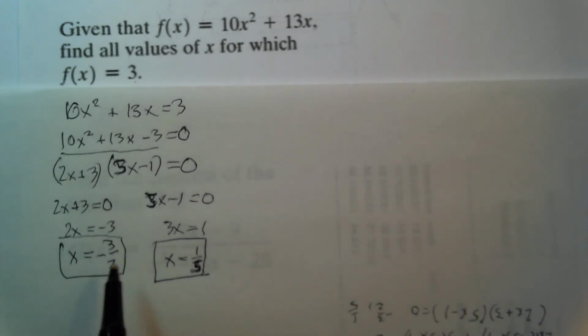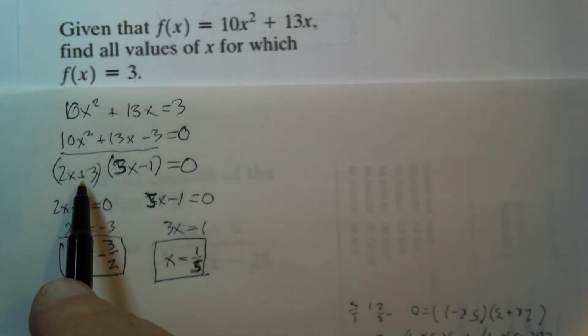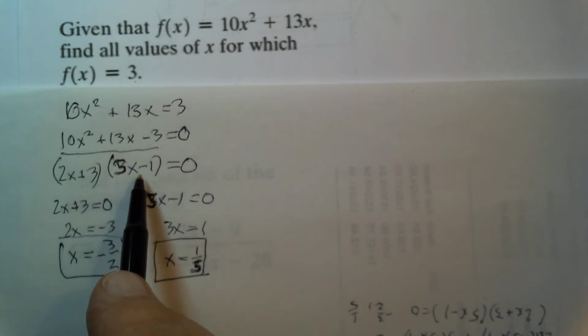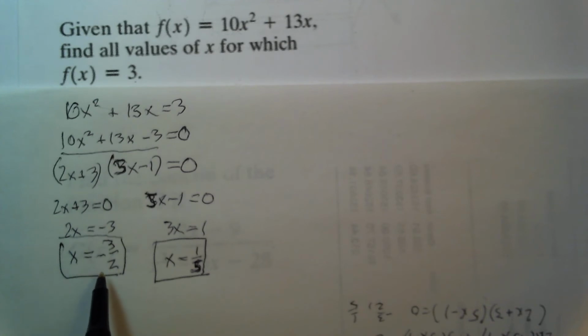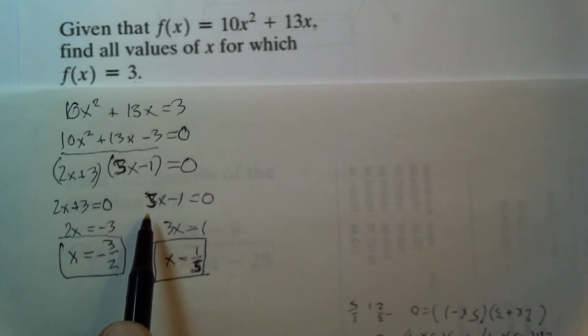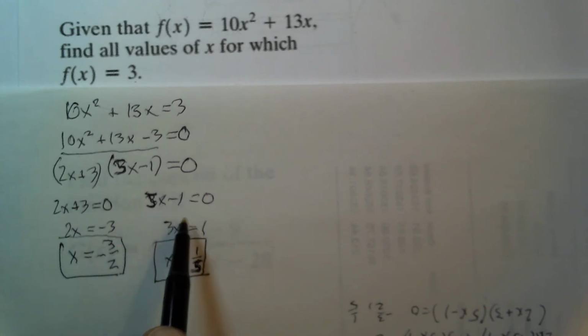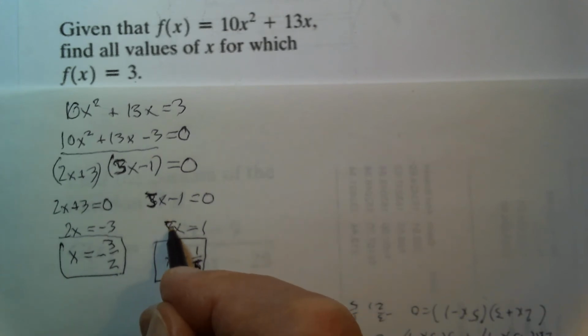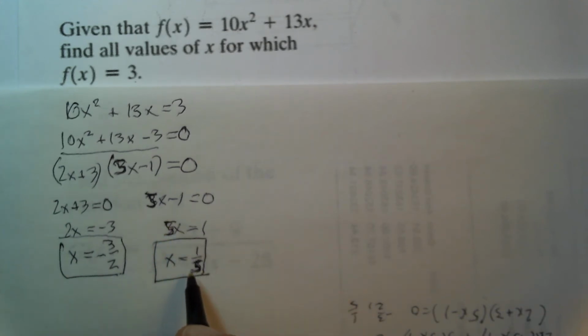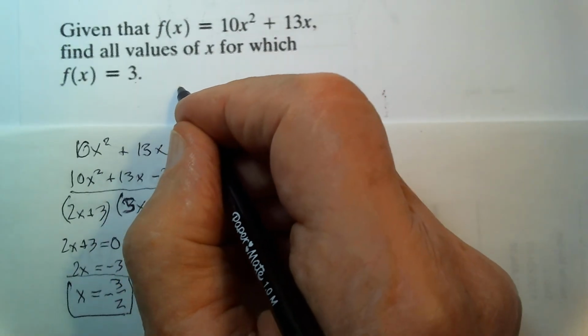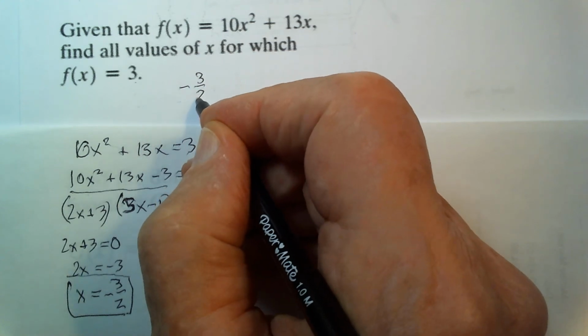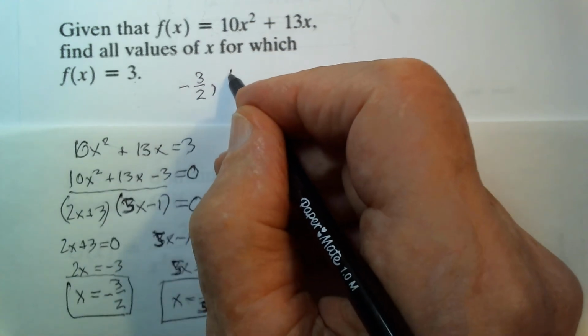Actually, the factorization was 2x plus 3 times 5x minus 1. And so then 2x plus 3 equals 0, x equals minus 3 halves, as before. But now we have 5x minus 1, or 5x equals 1. We divide by 5 on both sides, so then x equals 1/5. So the two values for x would be minus 3 halves, or minus 3 divided by 2, and 1/5.